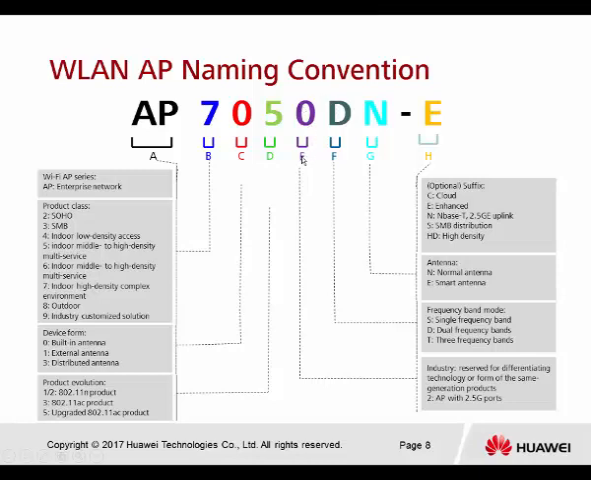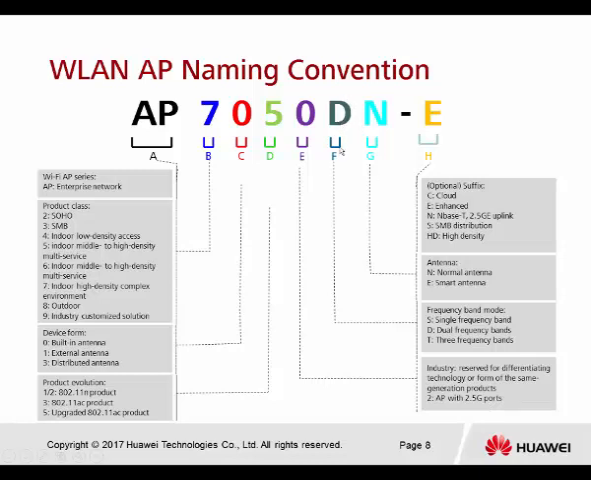Then 0. This is E. This is linked to the industry, so this one is actually reserved for differentiating the technology, something like an upgraded model. Most of them begin at 0. Only when they have an enhanced version or an upgrade model do they put a number right here. For example, they put the 2, so this is the AP with the 2.5G port. This means the one port can support 2.5G.